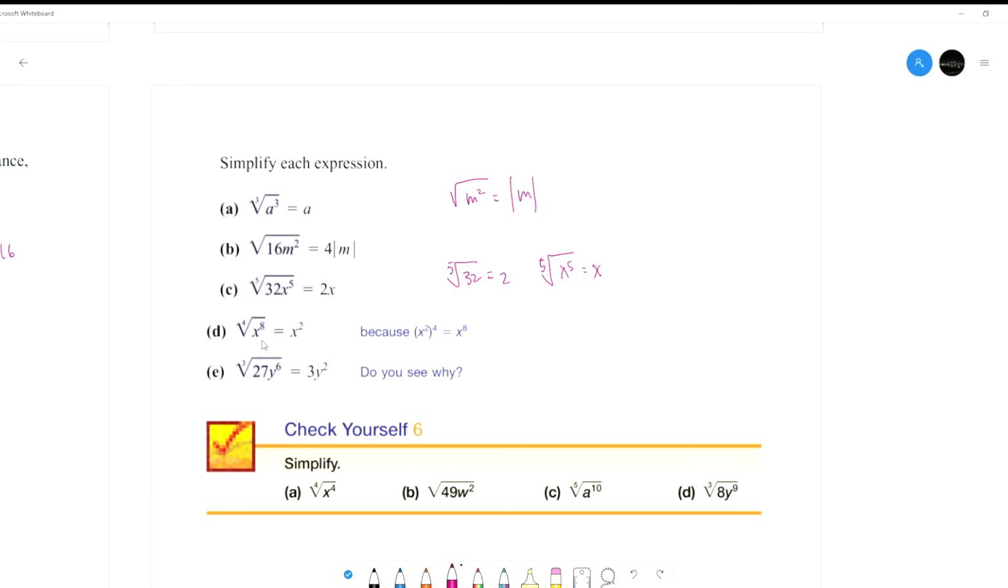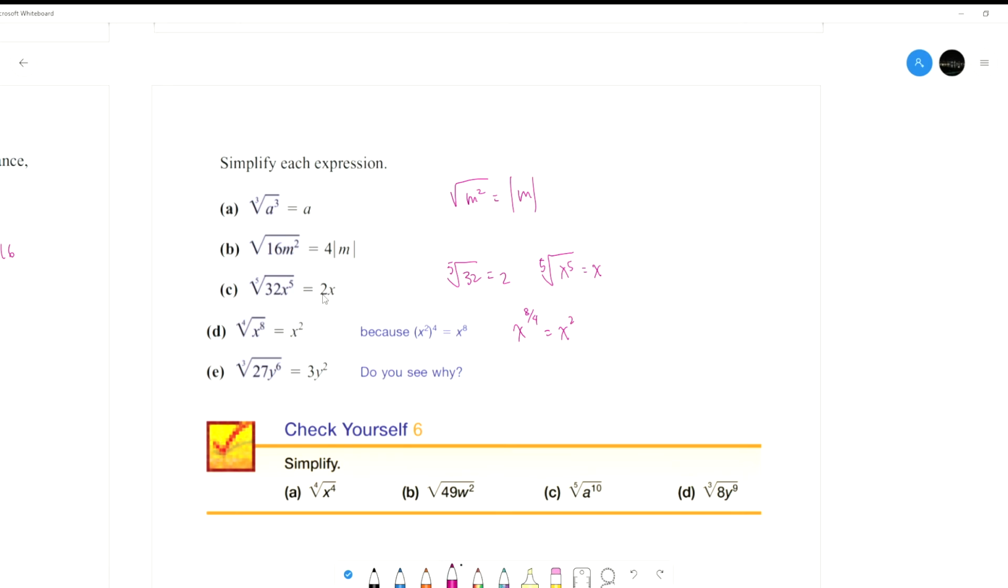Now, part D. We have an even root, right? And we have x to the eighth. This is just x to the fourth because of the power rule. x to the fourth, squared, is equal to x to the eighth, right? So in a way, you can even do this. You can do x to the power divided by the root. The exponent divided by the root. And that's equal to x to the fourth.